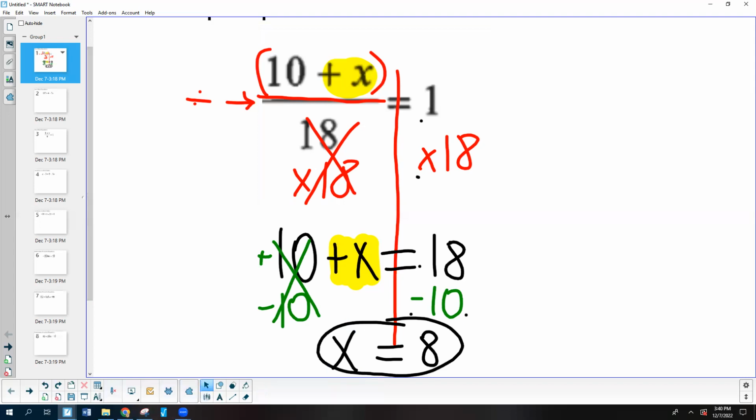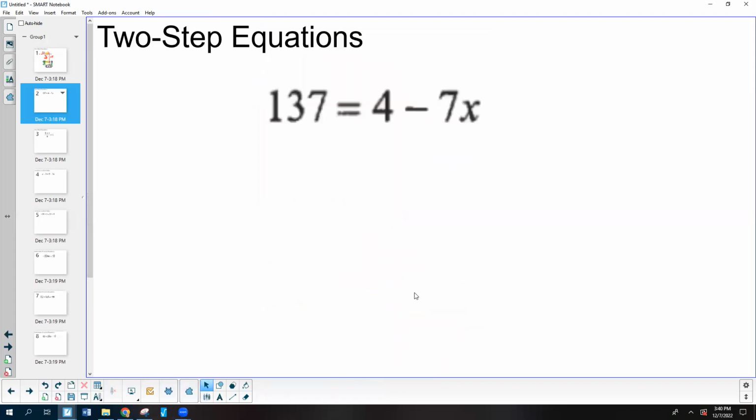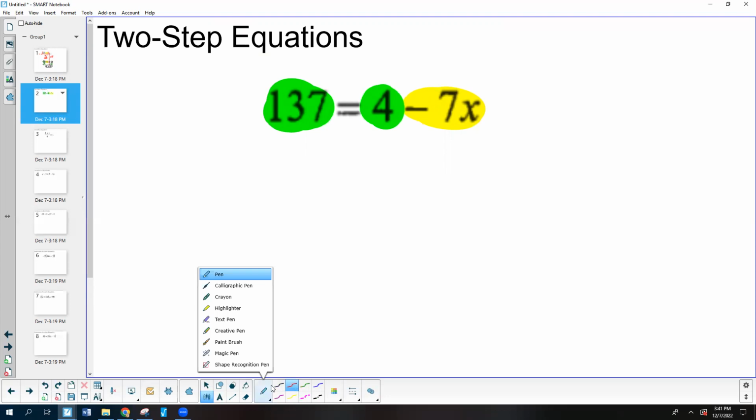So if you're having trouble prioritizing the order of your steps, I think just really focusing on where the heck is my variable. So for this one, for instance, your variable term is negative 7x. Your constants, those numbers that don't have the letter next to them, are in green. So if this is going to help you, use it.